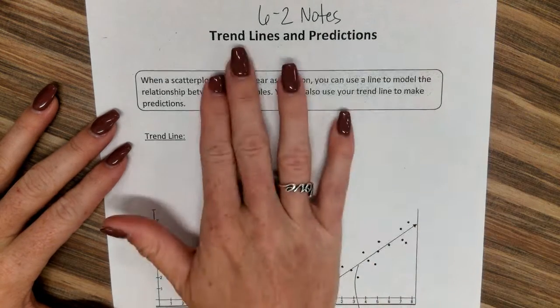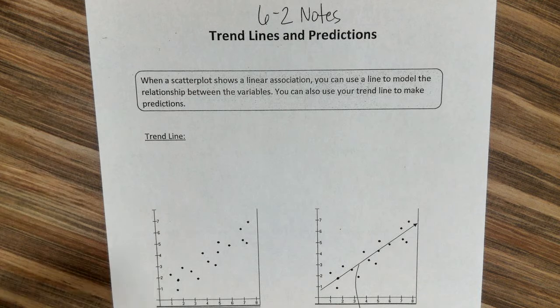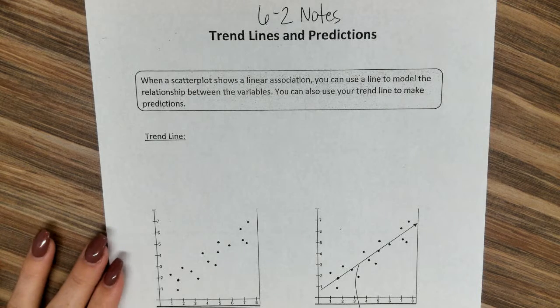Okay, it says trend lines and predictions. When a scatter plot shows a linear association, you can use a line to model the relationship. This only works for linear. And you can use a trend line to make predictions.